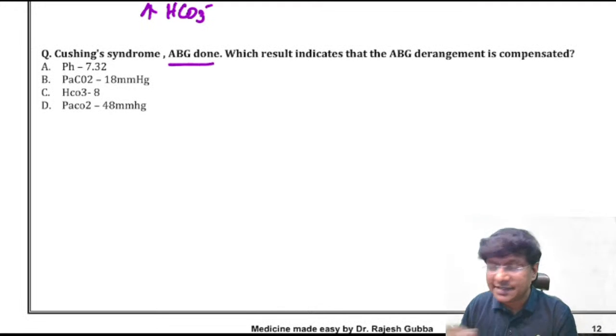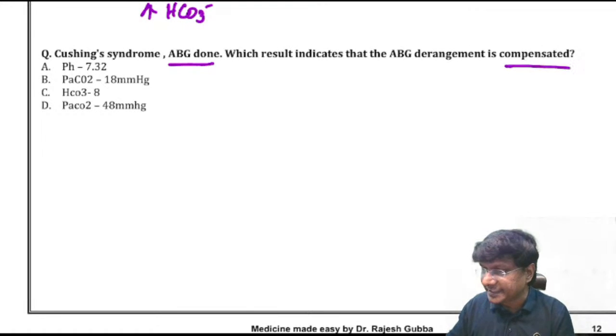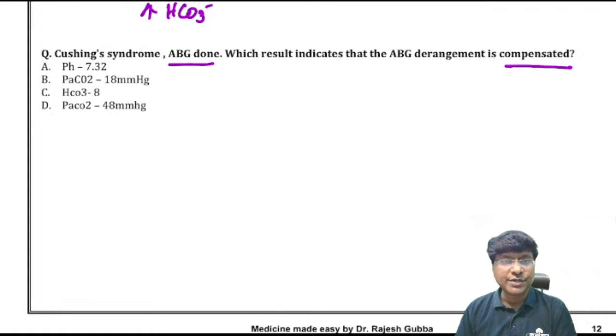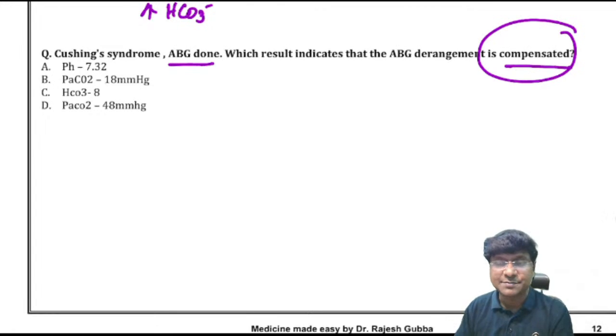Cushing syndrome, the arterial blood gas analysis is being done. Which results indicate that the ABG derangement is compensated? The pH is 7.32, PaCO2 18 millimeters of mercury, bicarbonate 8 milliequivalents per liter, partial pressure of carbon dioxide 48 millimeters of mercury. So what do you think is the answer? Or when do you consider that this particular ABG derangement is compensated?